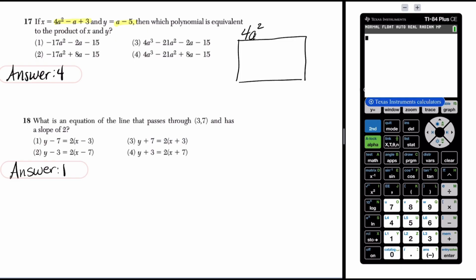So 4a squared minus a plus 3. And on the other side, I have a and minus 5. And now I can put my numbers in there. So I have here 4a to the third power minus a squared plus 3a. I'm just multiplying by my a, and on the bottom row, I get -20a squared plus 5a minus 15. And now I can add all of these together.